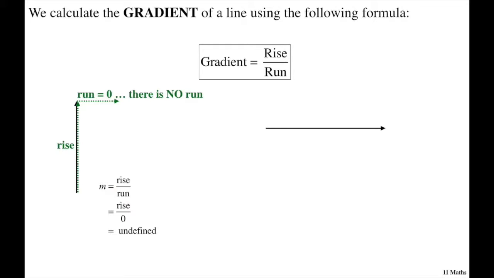What about if we look at the horizontal line? Going from left to right, we have no vertical climb. We do have a run, a horizontal movement, but there's no vertical climb, which means the rise is 0, and 0 over anything is equal to 0. So it's a case now of trying to summarise everything that we've looked at here.